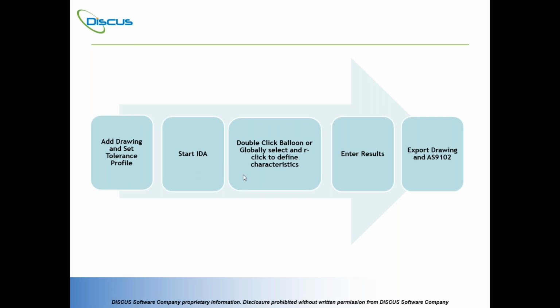There are two ways to get this going. Once we get to start the IDA, you'll see these orange boxes, and you can double click on anything you want in any order. Or you can select a bunch of them, right click and say, balloon these. You know how to enter results. I don't know that I'll have time to do that today. And export, I think you know how to do that, but that's the basic drill.